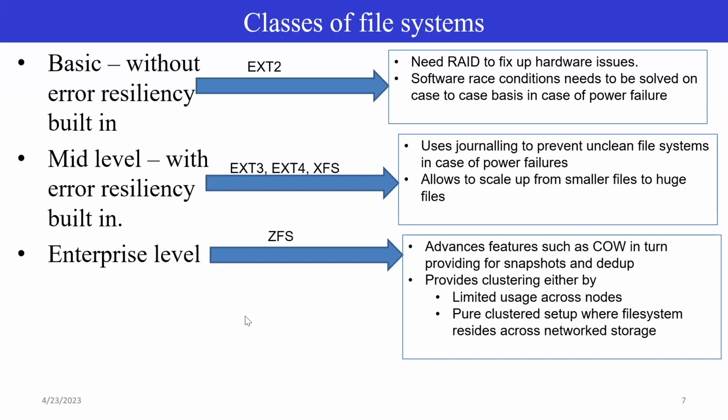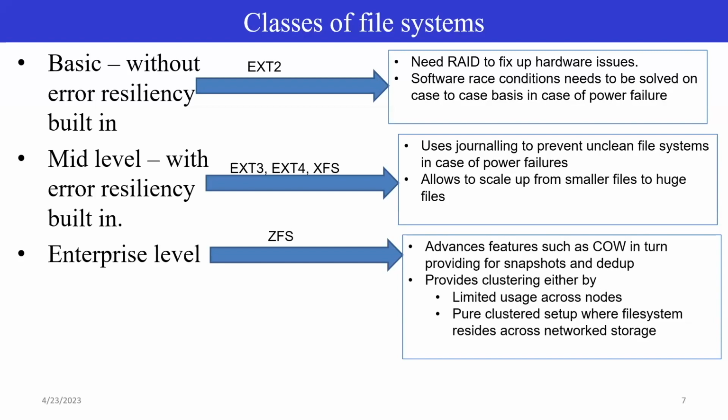Then in between, you have these mid-level file systems with error resiliency built in. They basically use journaling to prevent an unclean file system. So we don't have these race conditions to be handled, because the journal tracks the list of file system operations, and it allows us to scale from smaller files to huge files. That's where EXT3, EXT4 and XFS are. These are some of the commonly used file systems. They're not the best in class for enterprise, but they are okay for embedded file systems, for desktop, and for a certain class of enterprise file systems.